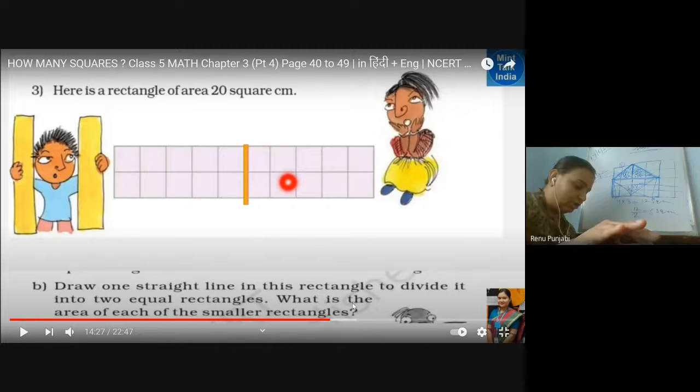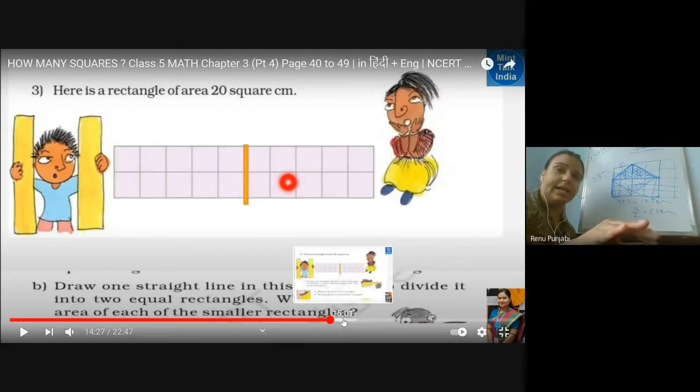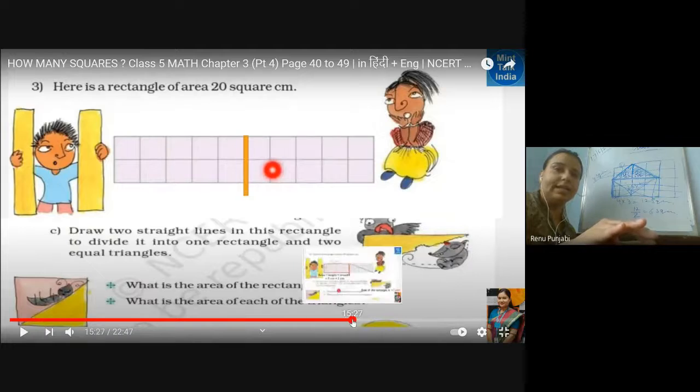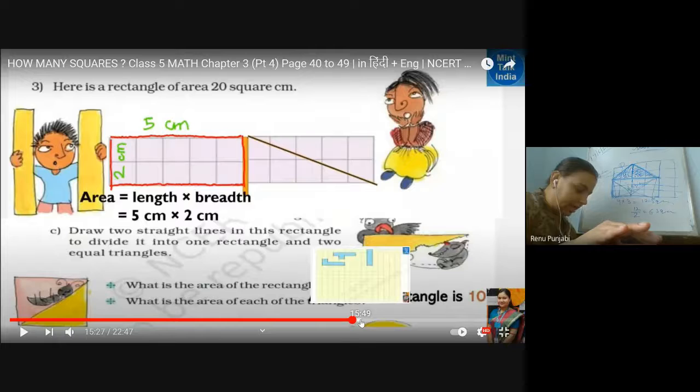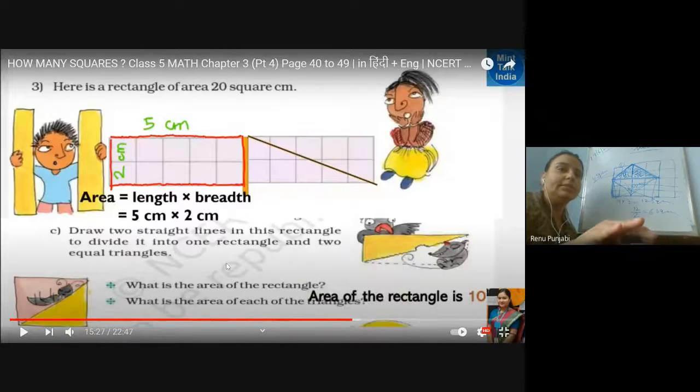Good. Draw two straight lines in this rectangle. Again, those two straight lines in the rectangle. Right? And you will make four equal triangles. So, what will be the area? What is the area of each of the triangles? If you make each of the triangles here, 5 square centimeter. 5 square centimeter, very, very good.